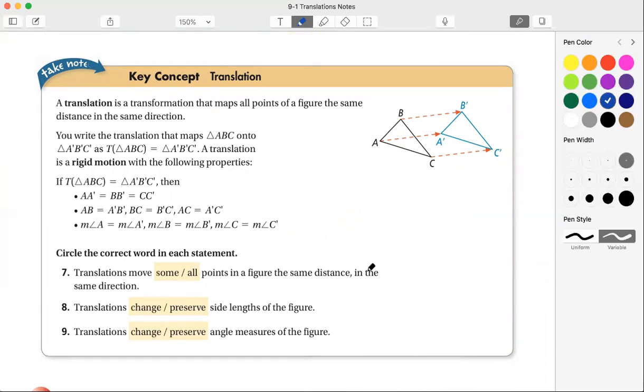A translation is what's called a rigid motion with the following properties. If a translation of triangle ABC equals triangle A prime, B prime, C prime, then the corresponding lengths will all be equal, and their angles will all be equal as well. So translations move all points in the figure the same distance in the same direction. Translations preserve side lengths in the figure, and translations preserve angle measures.